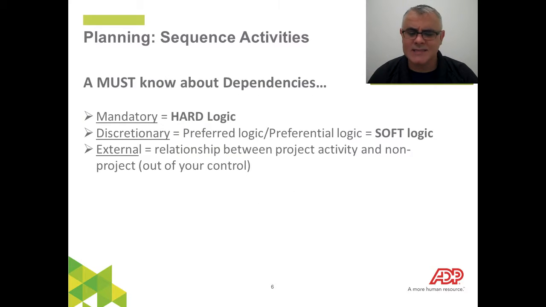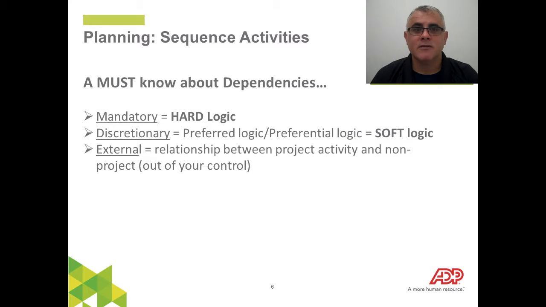So moving on to slide 6, there's a couple of keywords that I want to make sure that you're aware of, because you'll see them in your PMBOK guide, you'll see them on some of the tests, and you're definitely going to see these words used in your exam. There's mandatory, discretionary, and external. We're talking about dependencies here, types or classifications of dependencies. So mandatory is also known as hard logic.